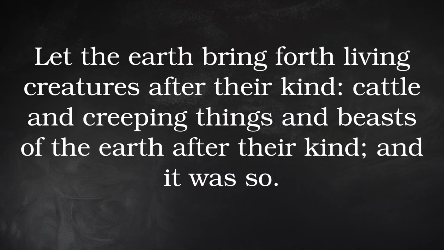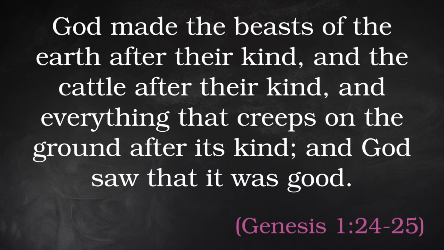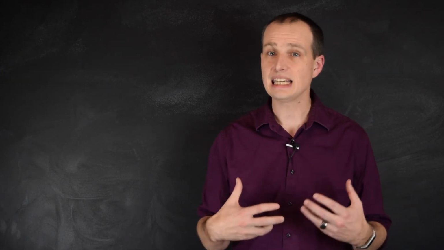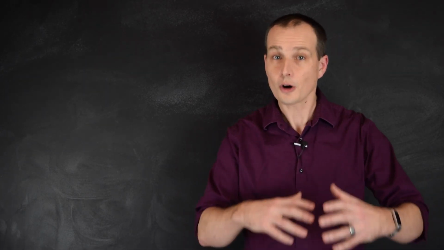God said, "Let the earth bring forth living creatures after their kind, cattle and creeping things and beasts of the earth after their kind." And it was so. God made the beasts of the earth after their kind, and the cattle after their kind, and everything that creeps on the ground after its kind. And God saw that it was good. Genesis 1:24 and 25.